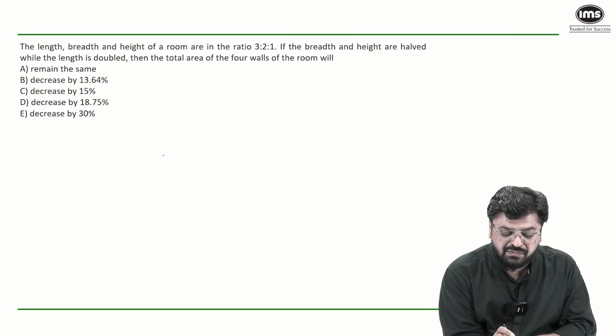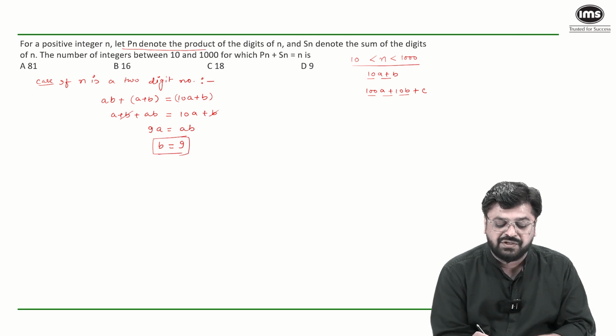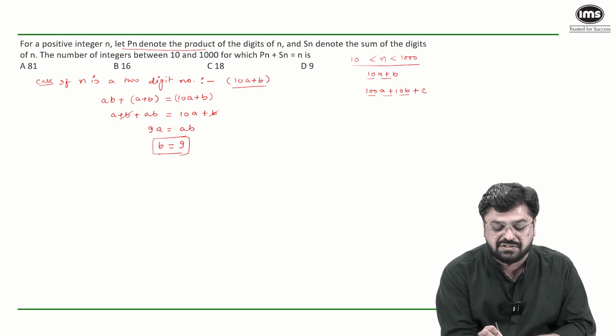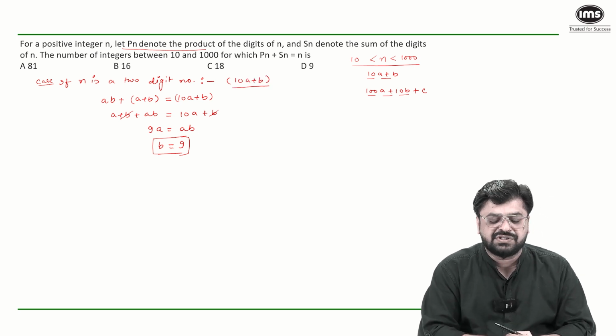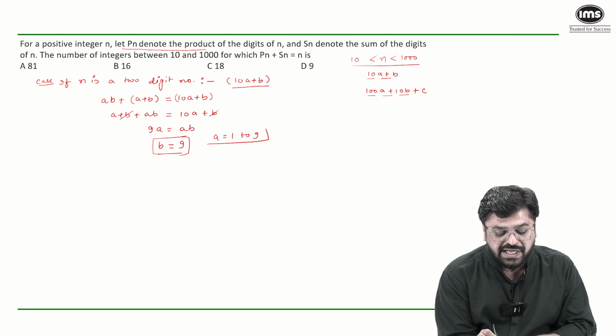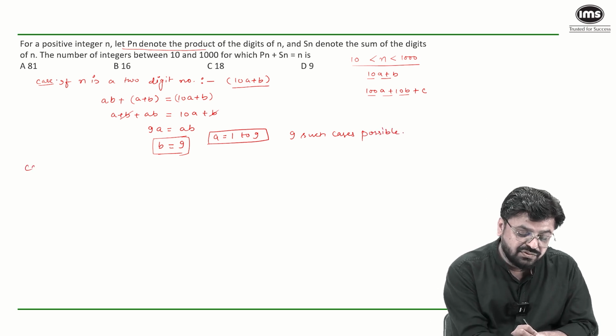So if I take b equal to 9, I can take any value of a from 1 to 9, because the number here is 10a plus b, where a is any natural number, only then it will be a 2-digit number. So a can take any value from 1 to 9. So 9 such cases are possible. Case 2, this was case 1.